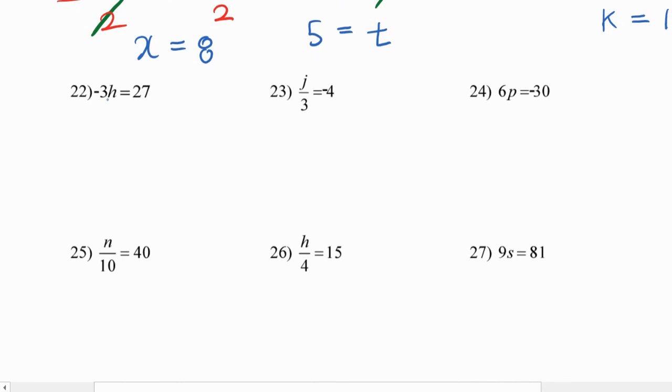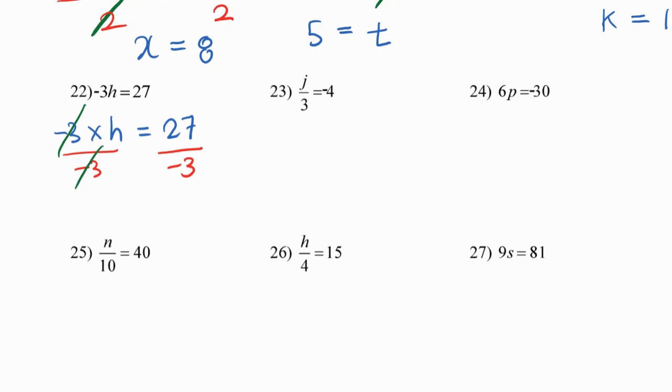Alright, next question. Negative 3h equals 27. So negative 3h. Again, negative 3 and h. There's a hidden multiplication. So we're going to get rid of multiplying 3 by dividing both sides by 3. So this will be cancelled. H will be isolated. So everyone, 27 divided by negative 3. Is it positive or negative? Positive divided by negative becomes negative 9.